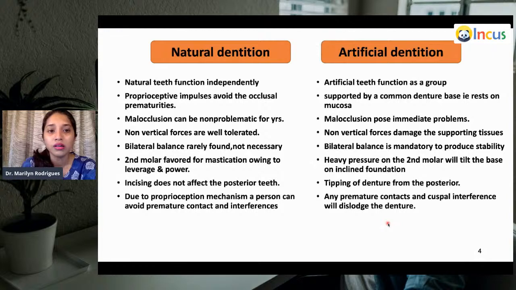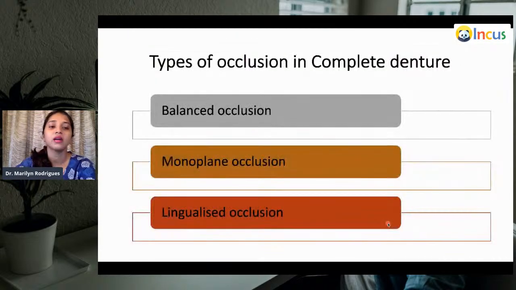Okay. So these are a few points which are summarized, and this is the difference between natural and artificial dentition. Next, coming to the types of occlusion in complete denture, we will be going through each one.